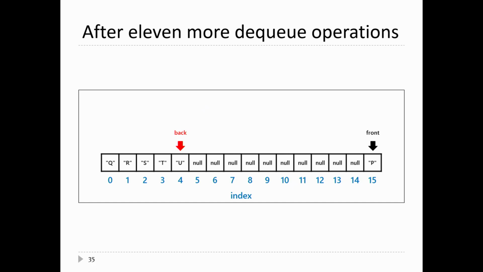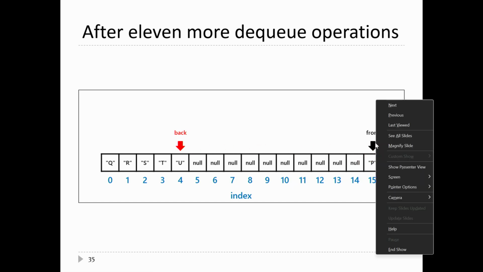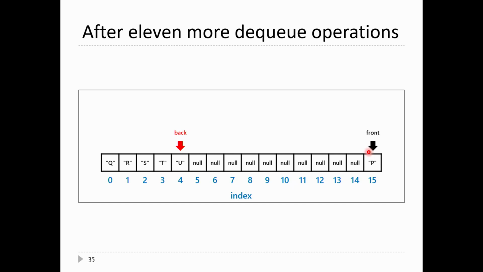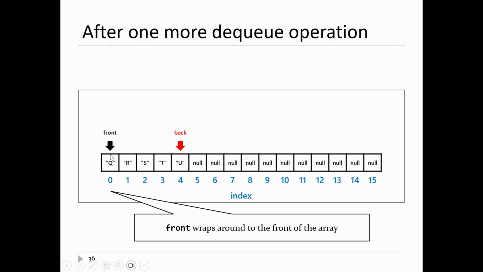Okay, so if you dequeue, the exact same thing is going to happen to front. Right? So we start to take elements out, so front marches to the right. Right? When you take the element out that's sitting at the end of the array, front is going to wrap around back to the front of the array.